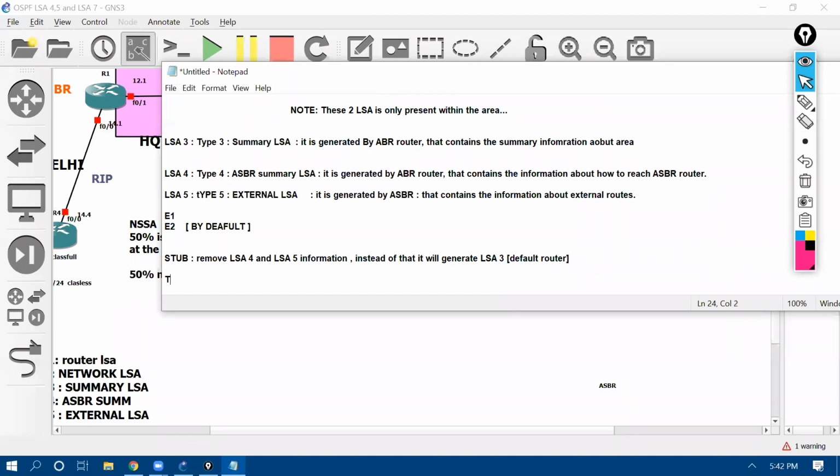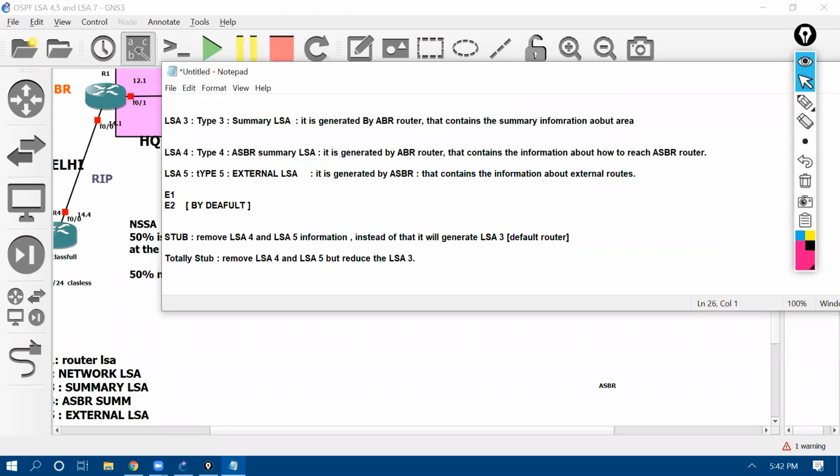Then we have the totally stubby area. It removes LSA4 and LSA5, but also reduces LSA3. Okay, so that was the totally stub, right?